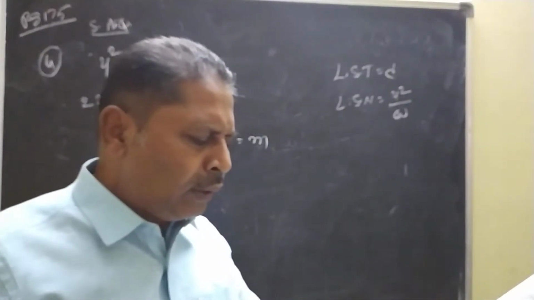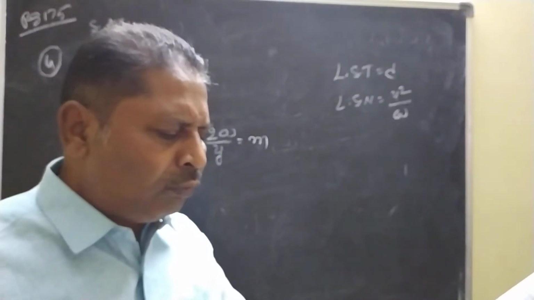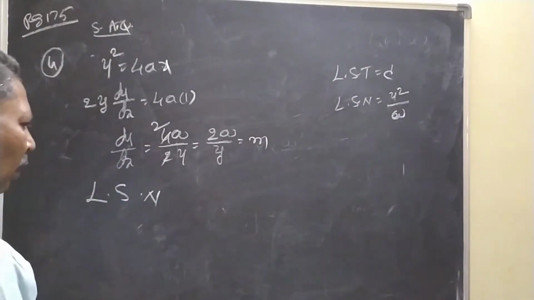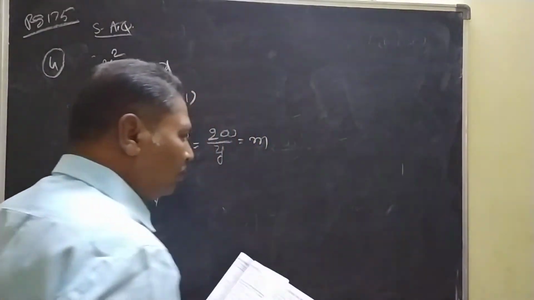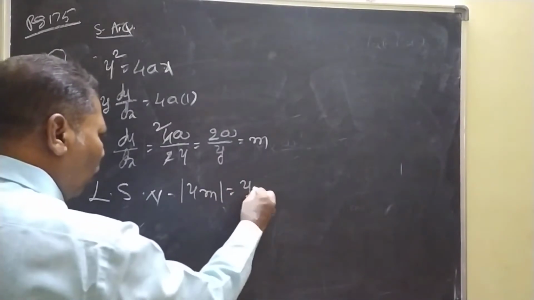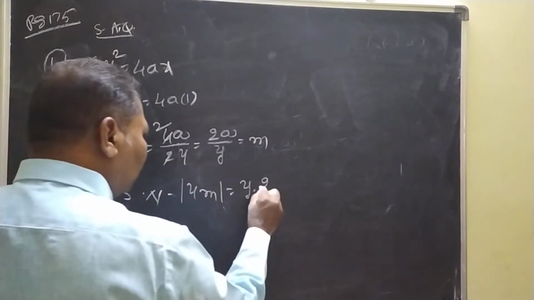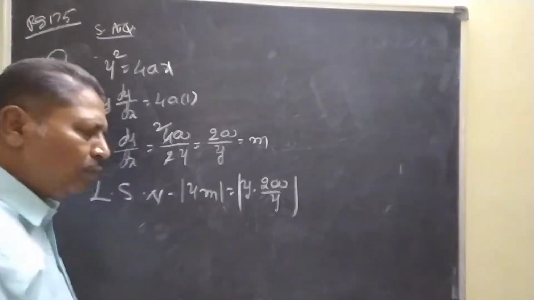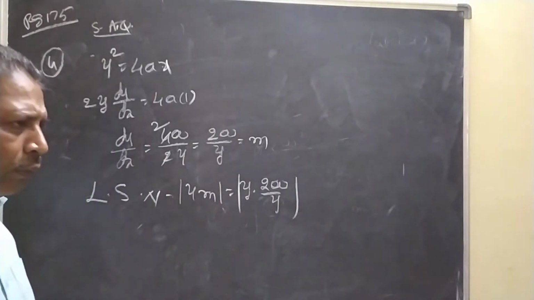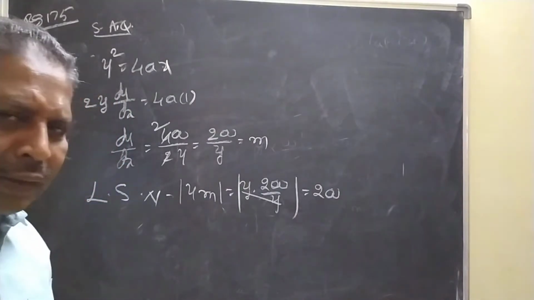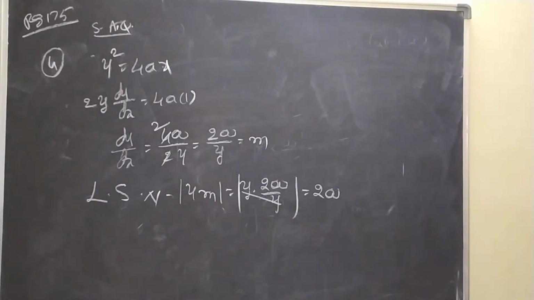What is the given question? Show that length of the subnormal is constant. What is the formula? Y into m. Y into m value 2a by y. Y cancel. 2a is nothing but a constant.